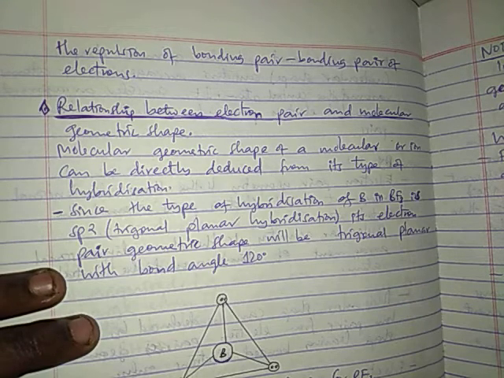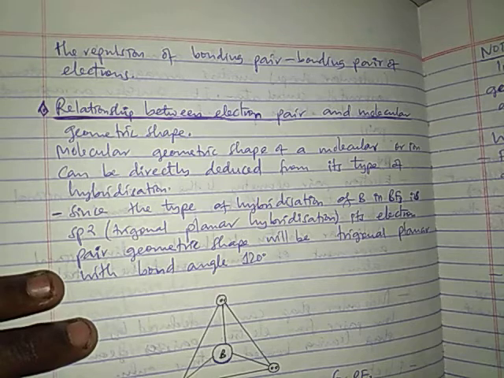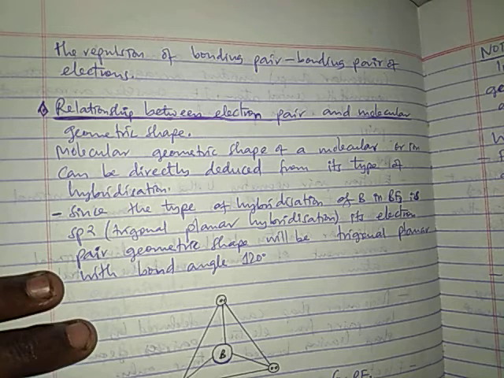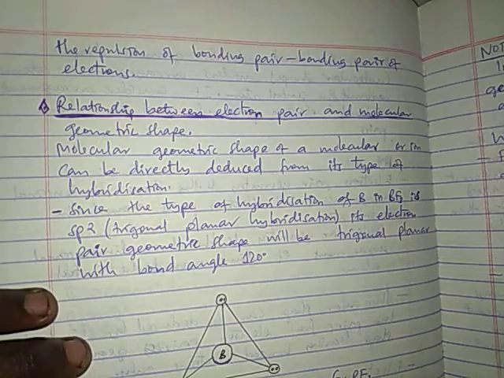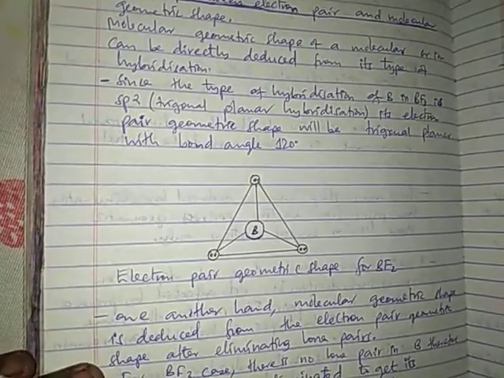Now let's take the example here. Since the type of hybridization of boron in boron fluoride is sp2, trigonal planar hybridization, its electron pair geometric shape will be trigonal planar with a bond angle of 120. So for example, this is the shape of boron fluoride, and as you can see here, its shape looks like this.